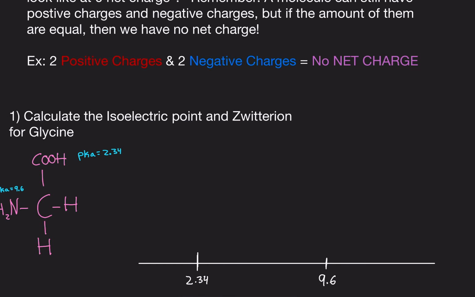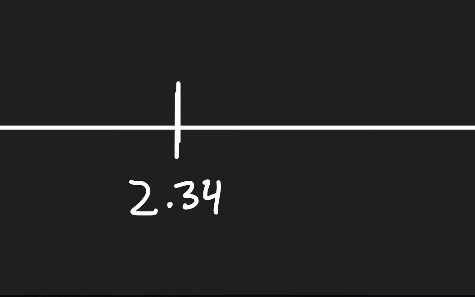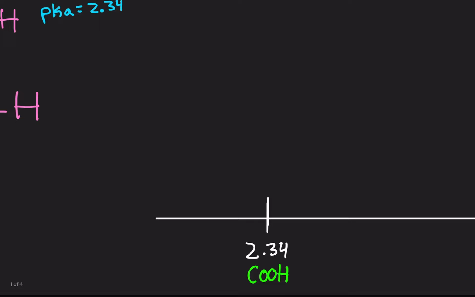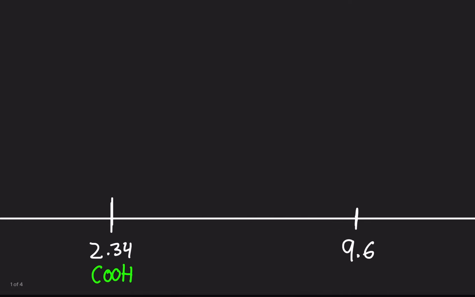Okay. Now what you're going to do is write the functional group the pKa is responsible for. For example, the 2.34 belongs to the carboxylic acid. So we're just going to write the carboxylic acid here, which is just COOH. And the 9.6 belongs to the amino group. So let's do that, NH2.